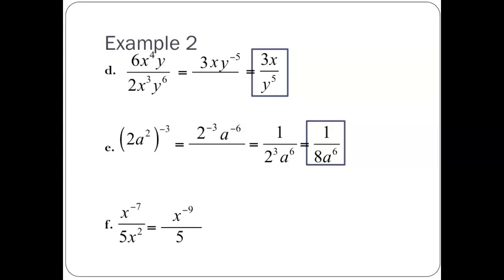Now we have a negative exponent up on top, so we want to change that to be positive. So this is going to be x to the 9th, that's positive, and we move it into the denominator. Now there's nothing in the numerator, so we put a 1 in the numerator so that we can still have a fraction here. 1 over 5x to the 9th power, and that is our answer.